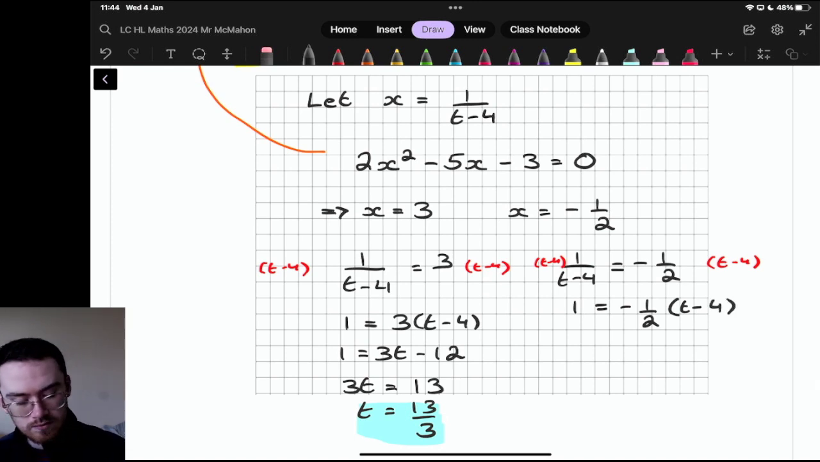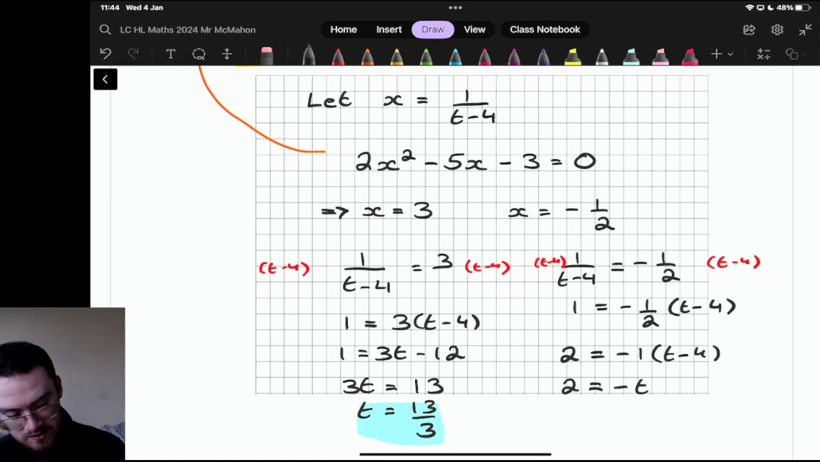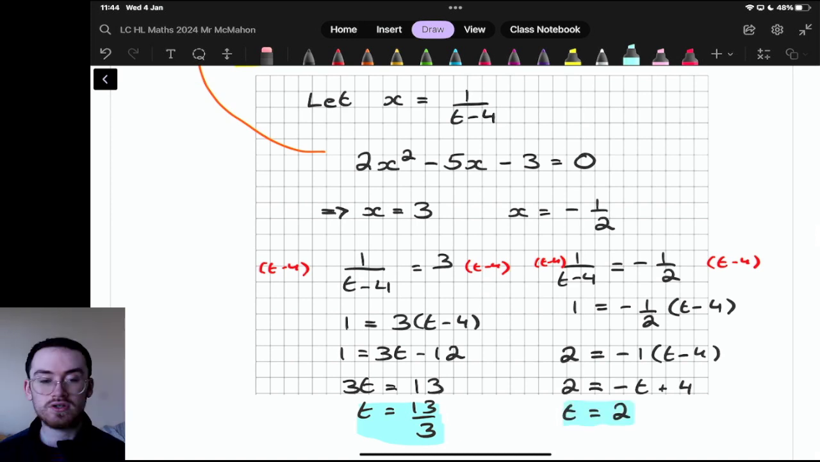What we're going to do now is multiply both sides by 2, so I get 2 on this side, and I get minus 1 by t minus 4. If I tidy that up a little bit, I get minus t plus 4. I'm just going to rearrange. I'm going to take the t to this side. I get t is equal to 2. And those are my two answers then: t is equal to 2 and t is equal to 13 over 3.